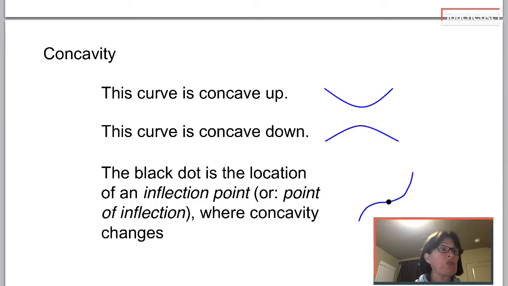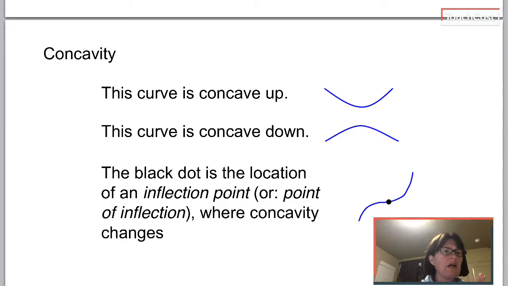We want to talk about a way to describe graphs that you might not have heard before. Maybe you've heard it in physics when you talk about convex and concave lenses. This is concave up. Kind of looks like a bowl or a U. Concave down looks like an umbrella.